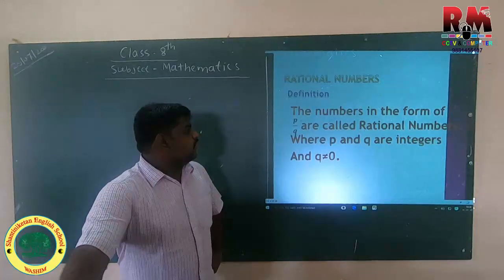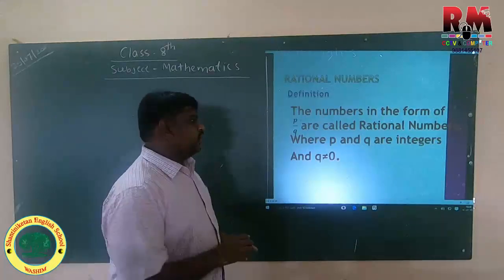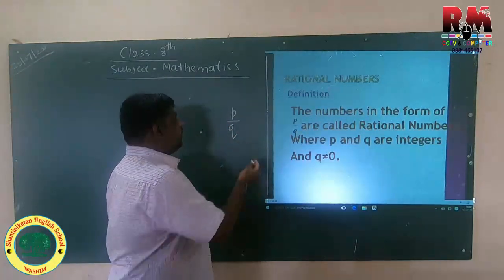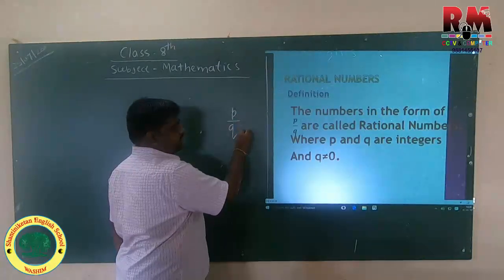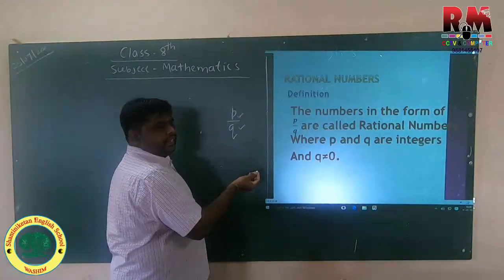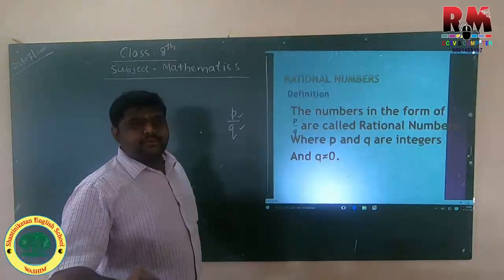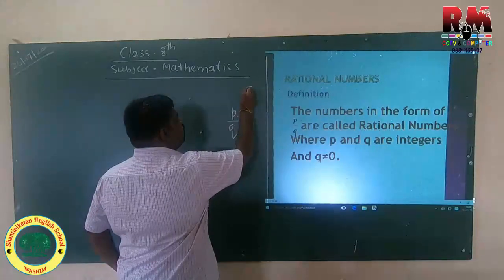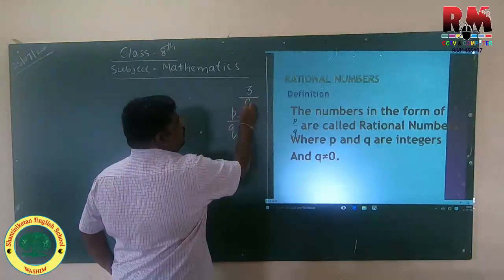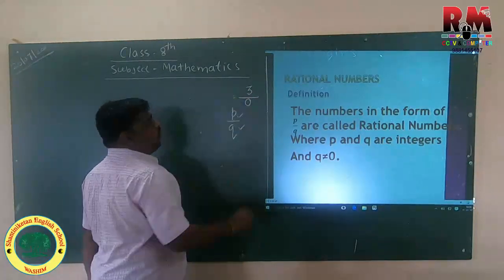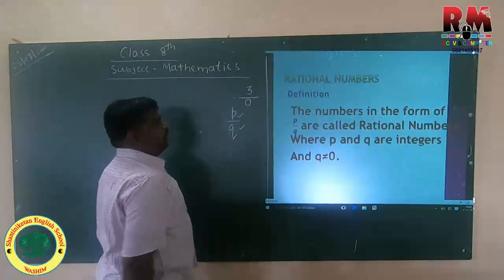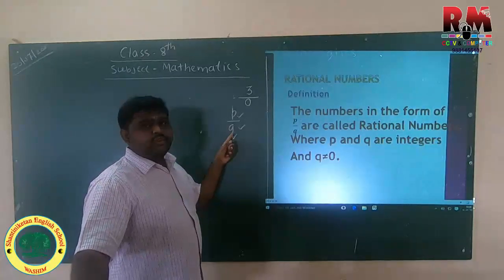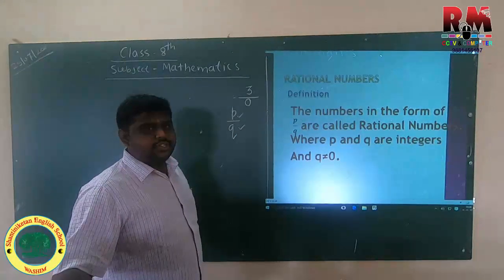Now any number in the form of p upon q, where p and q are the integers, and q not equal to 0. Why q not equal to 0? If we consider any number 3 divided by 0, then it is not defined. 3 upon 0 is not defined. So therefore the denominator q is not equal to 0.